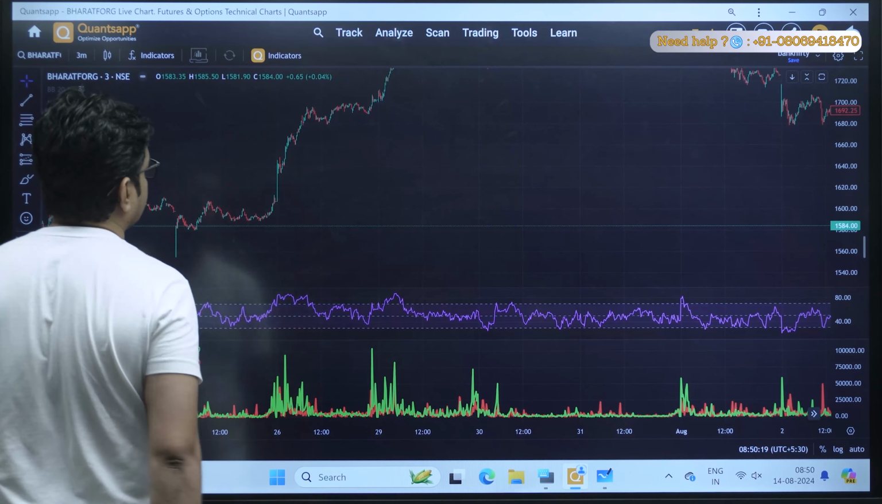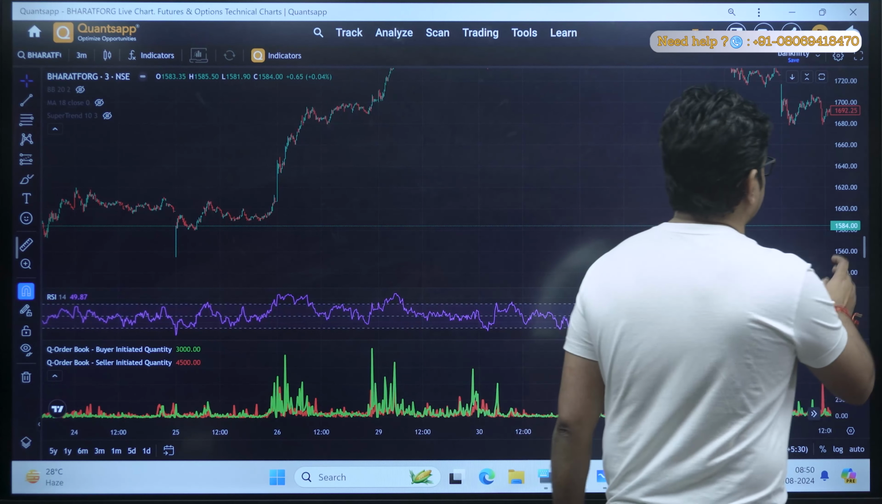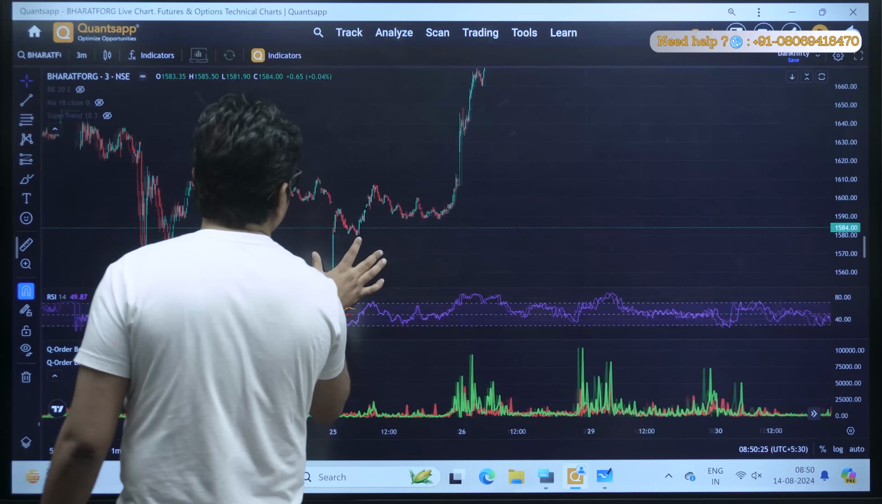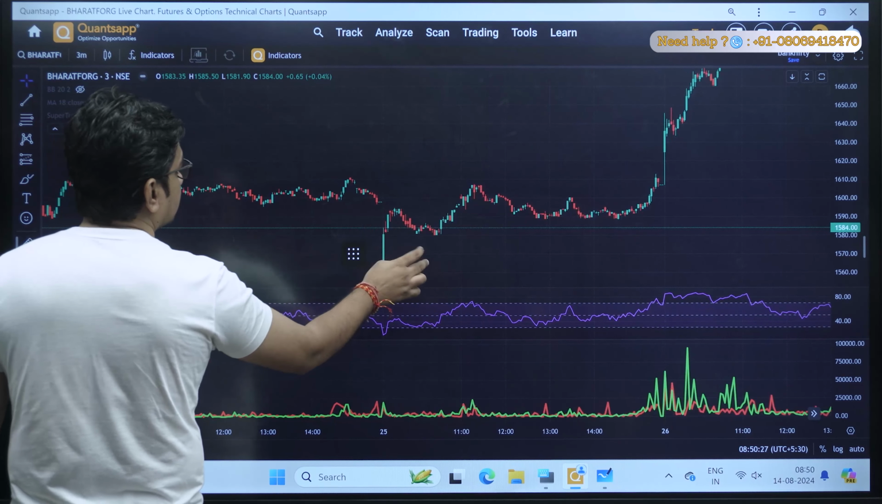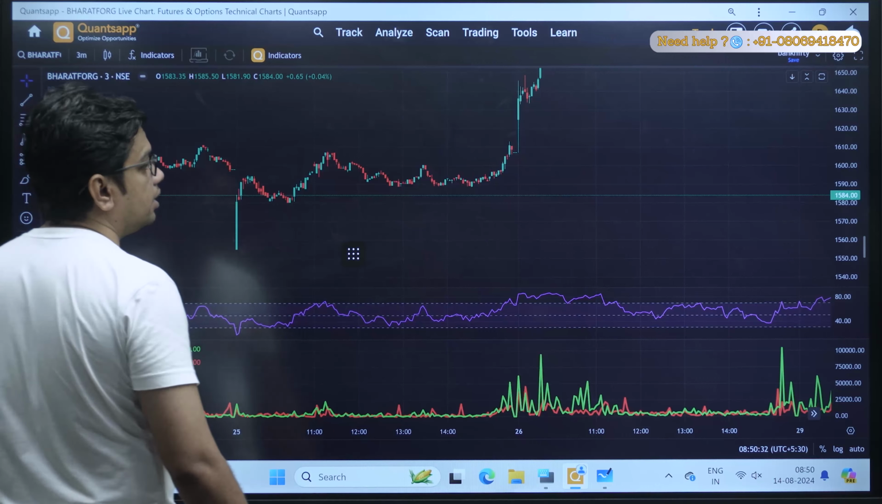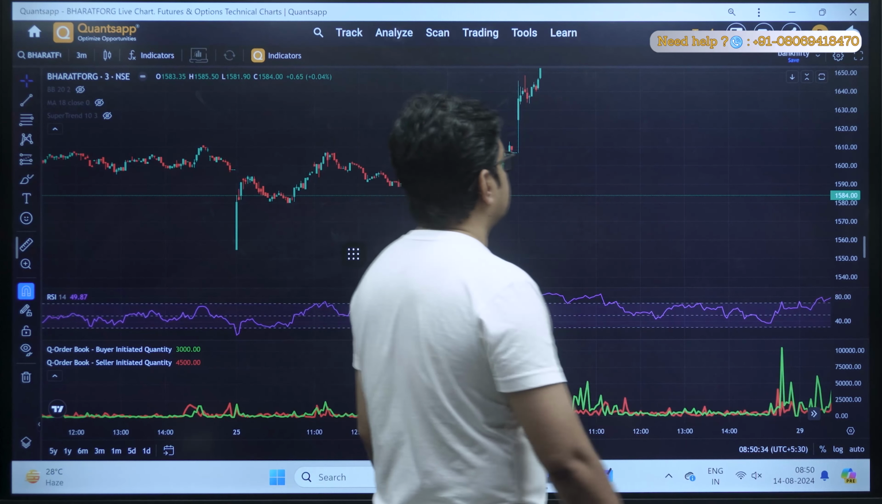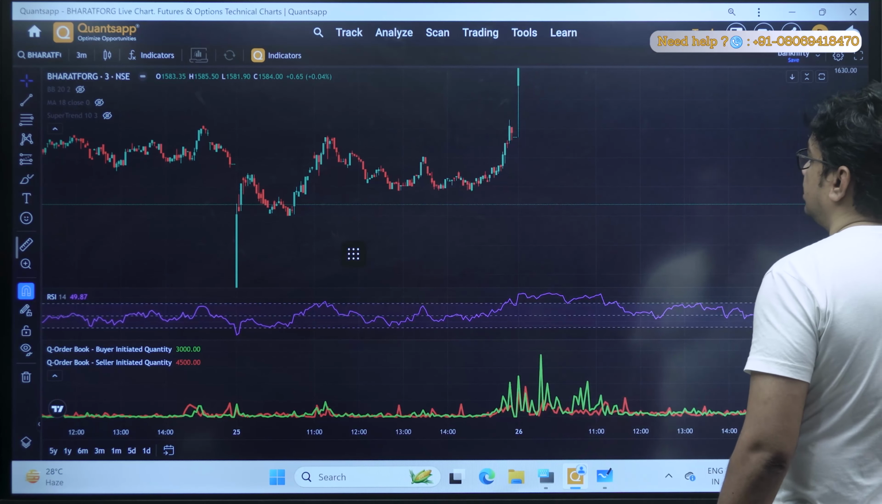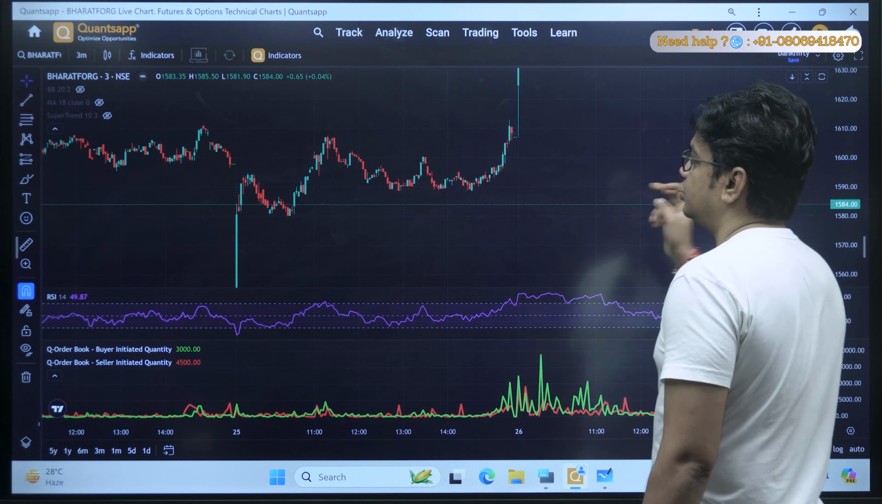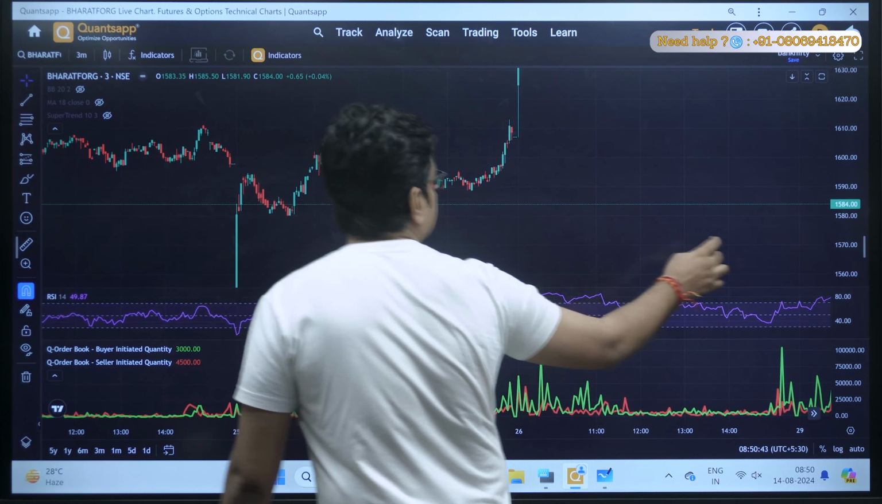You can see the 25th July. There was a buy trend at 1587. This is the 25th July data, and 1587 was the price. That was a perfect price. You know why I am saying it was a perfect price? Let me show you.